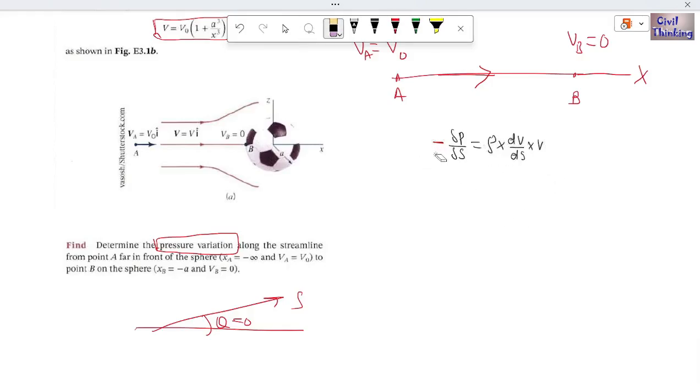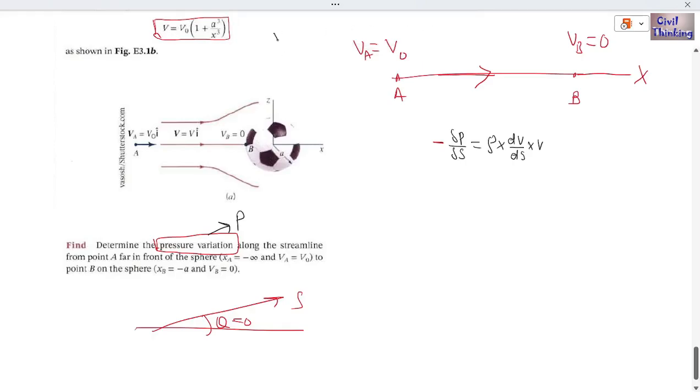So this is our simplified equation. We have to find the pressure variation, we have to find the P, but we have delta P by delta S. So what we are going to do, I will show you here. We have V provided, so from V we will find, but because it is along the X streamline, it is going to be delta V upon delta X, and delta P upon delta S is going to be delta P upon delta X, remember.